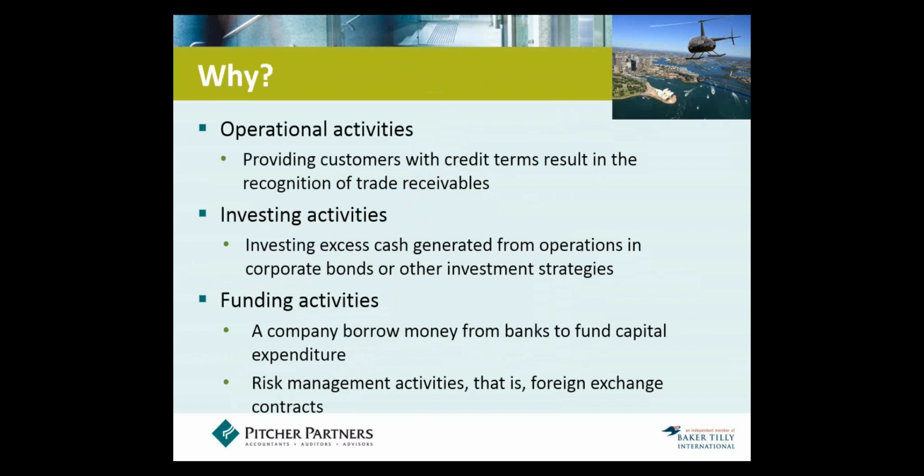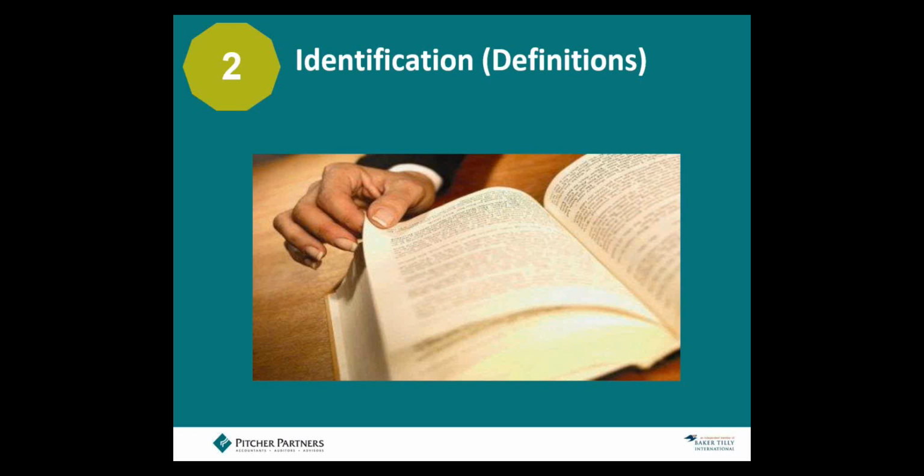So if we think about this, and we look at the activities highlighted on this slide, list an entity, a client, that doesn't have debtors, doesn't have cash, doesn't have investments, doesn't have loans. And remember, cash and cash equivalents would also be a financial instrument if you look at the definition. All right. So let's move on.